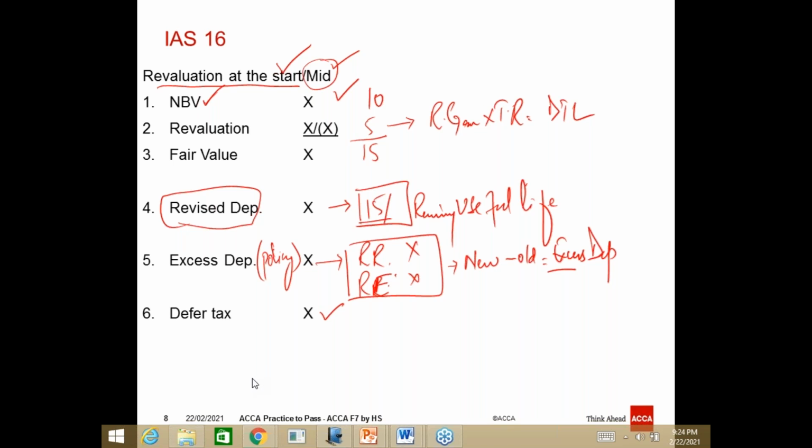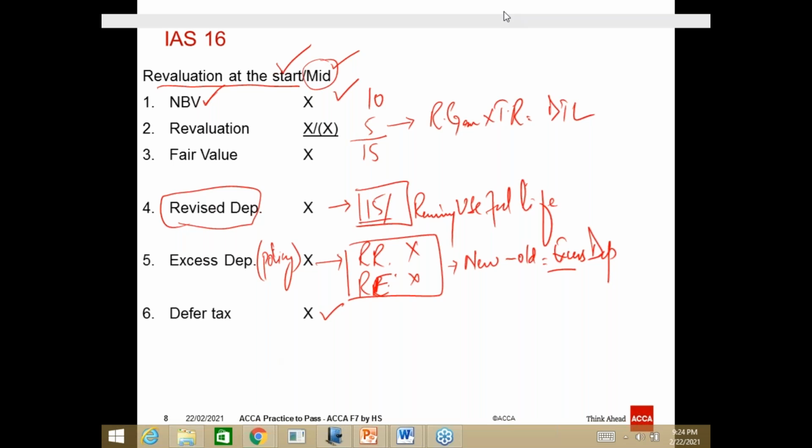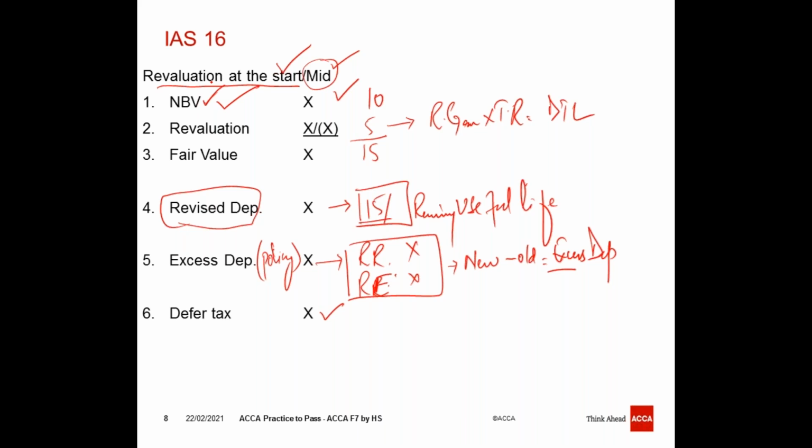Okay, so let's memorize all these steps. First of all, you need to calculate the net book value at the time of revaluation, then compare it with the market value. There might be revaluation gain or loss. If there is a revaluation gain, then there must be a deferred tax impact. Then you need to calculate the revised depreciation and excess depreciation if there is a policy, and the deferred tax impact.